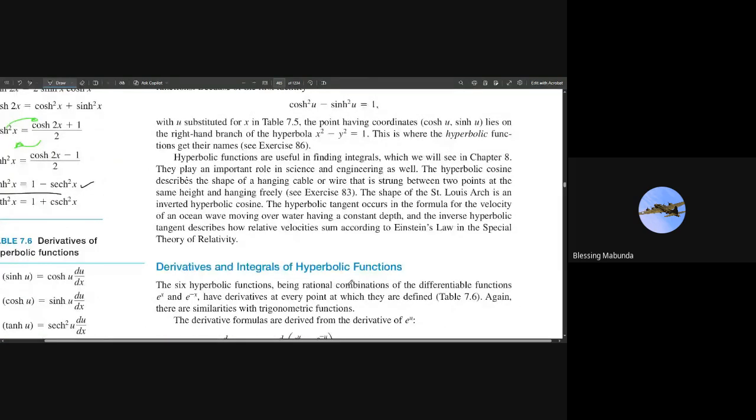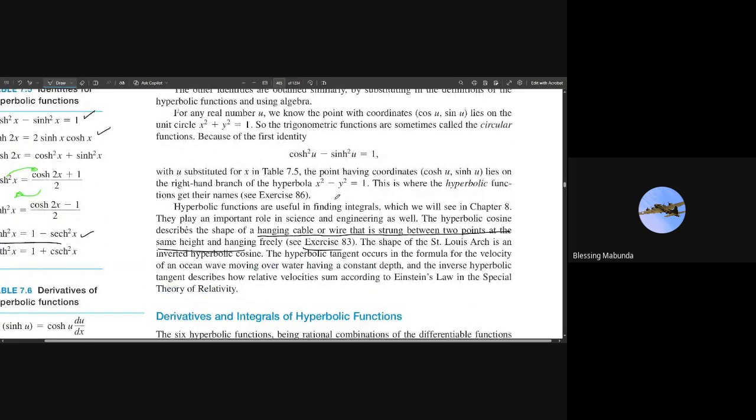Hyperbolic functions are useful in finding integrals, which we'll see in chapter 8. They play an important role in science and engineering. The hyperbolic cosine describes the shape of a hanging cable or wire that is strung between 2 points at the same height and hanging freely. You can also see this in exercise 83.